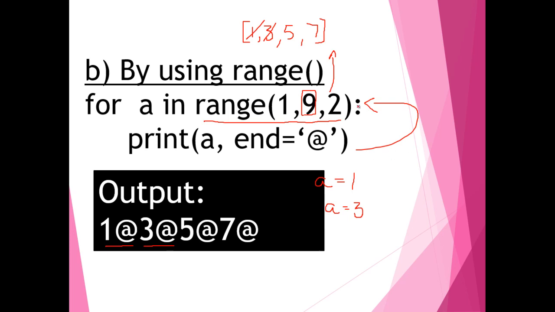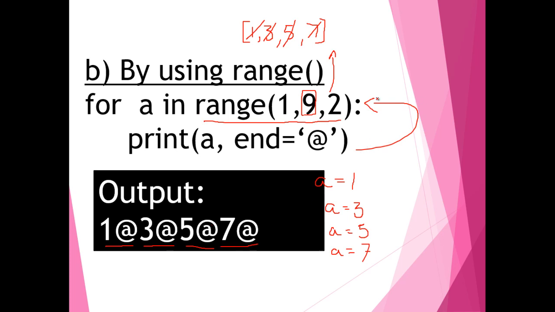After that it again moves up. Now the next element of the list, that is 5, is assigned to A. So now A will get the value as 5. Then it again comes down, it prints the 5 and @ symbol. Now after that the control again moves up. Now the last element that is available in the list is 7. So now the value of 7 is assigned to this variable A. So A will get the value 7, right? Again it comes down, it will print 7 and @ symbol.